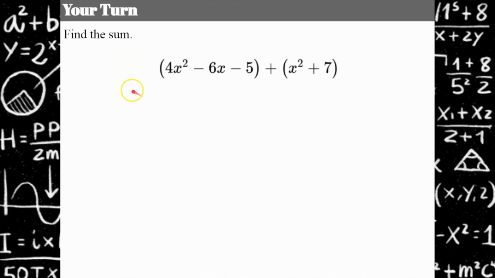All right, your turn. Pick a method, vertical or horizontal. Go ahead and find the sum of these polynomials. Go ahead, pause, come back and hit play when you're ready.